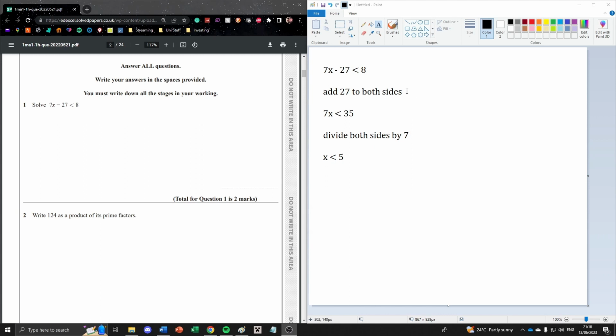So the first thing we want to do is get all of our x terms on one side and all of our regular number terms on the opposite side. So to do that, we want to get rid of the 27 on the left-hand side, and so we add 27 to both sides. That's going to leave us with 7x is smaller than 35. And now, of course, we have x multiplied by something related to something else, and we want to eventually solve for x, or at least an inequality in x. And so our final step is to divide both sides by 7. Obviously 7x divided by 7 goes to x, and 35 divided by 7 is 5. So our final answer for this question is x is smaller than 5.